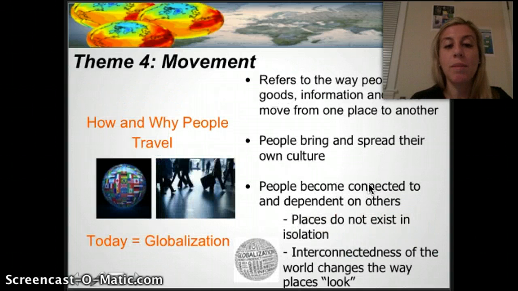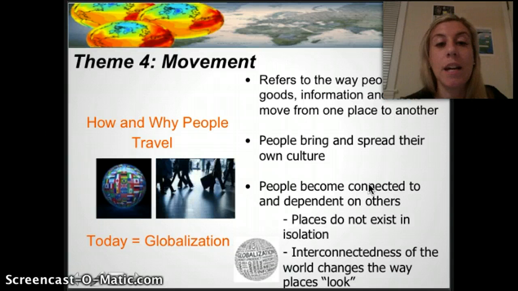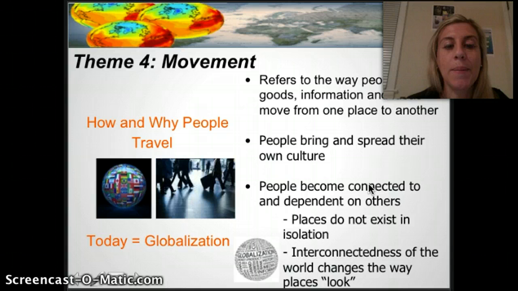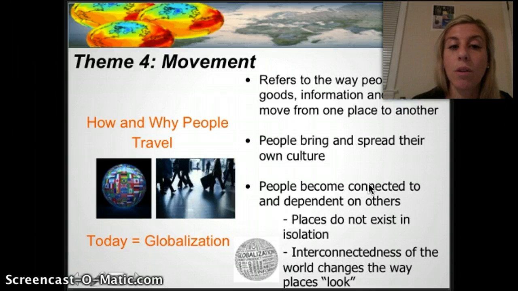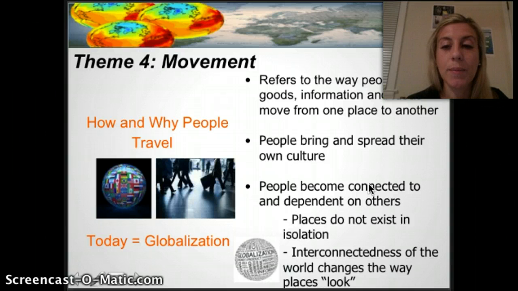Okay, our fourth theme, movement. Movement refers to the way people, goods, information, and ideas move from one place to another. What do we mean by that? Well, people travel, and when they travel, they bring their ideas, their culture, who they are, to the new location. Think about goods. Not everything you own was made here in the United States.